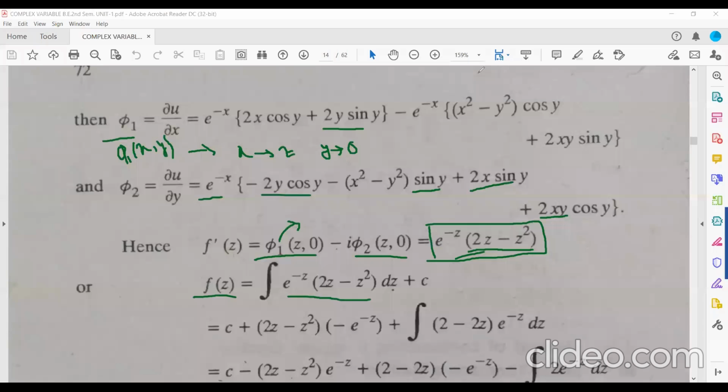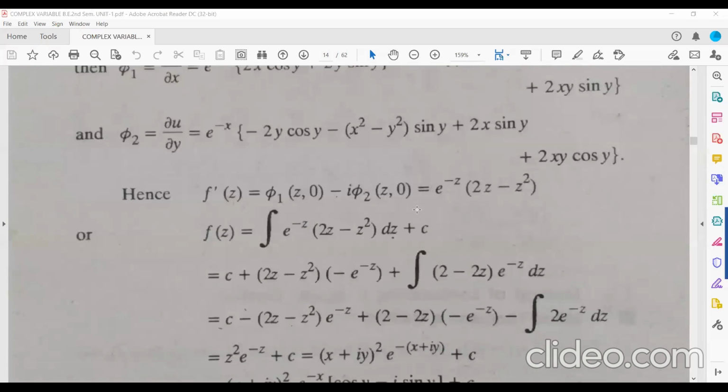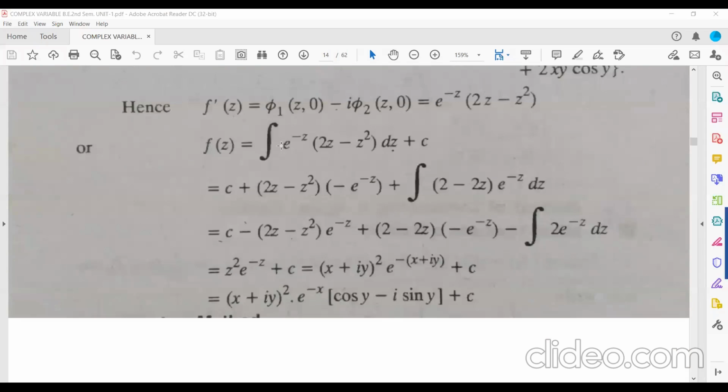Obviously you know how to integrate. So just use the product formula here, the U into V formula. Using the product formula, find it. You will get this one.